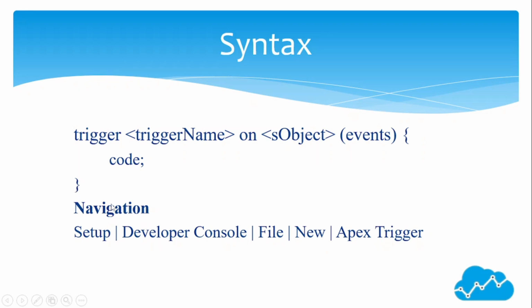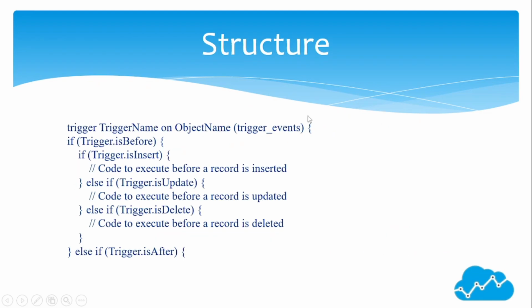So what is the navigation of trigger? Setup, developer console, file, new, Apex trigger. What is the structure of trigger? Trigger, then trigger name as per the business scenario, on object name on which object we are going to perform, then trigger events before or after events. Then here all the context variables are declared.